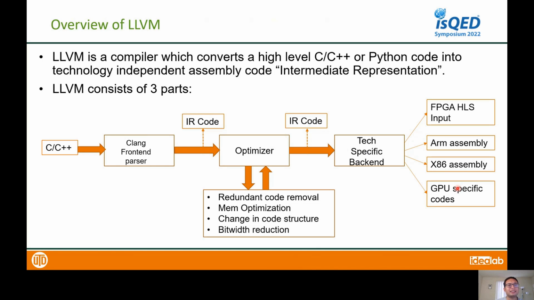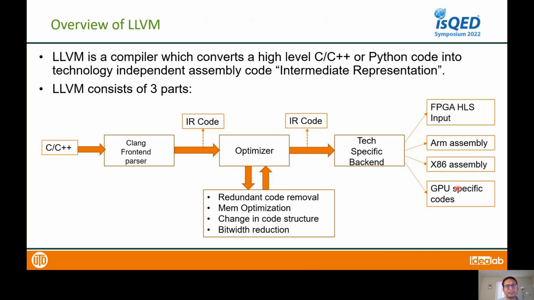Now I have been discussing LLVM. Let's see what LLVM is. LLVM is a compiler which is very similar to GCC, which converts high-level code written in C, C++ or Python into a processor-independent assembly language code known as intermediate representation. LLVM consists of three parts: the front-end parser, called Clang, which parses the C++ code and generates an unoptimized intermediate representation code, or IR code.